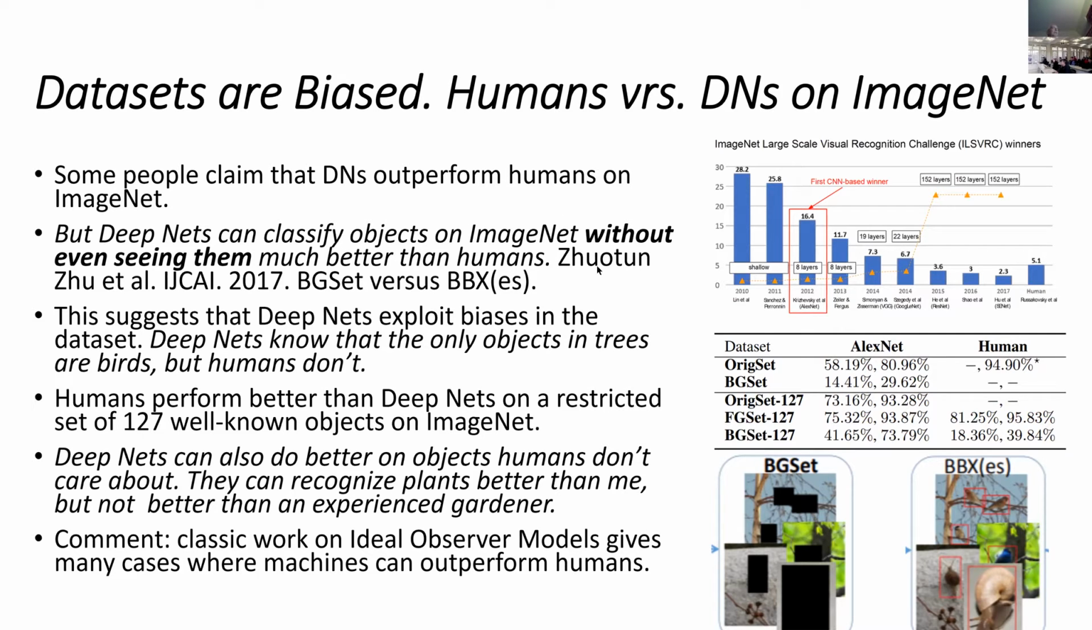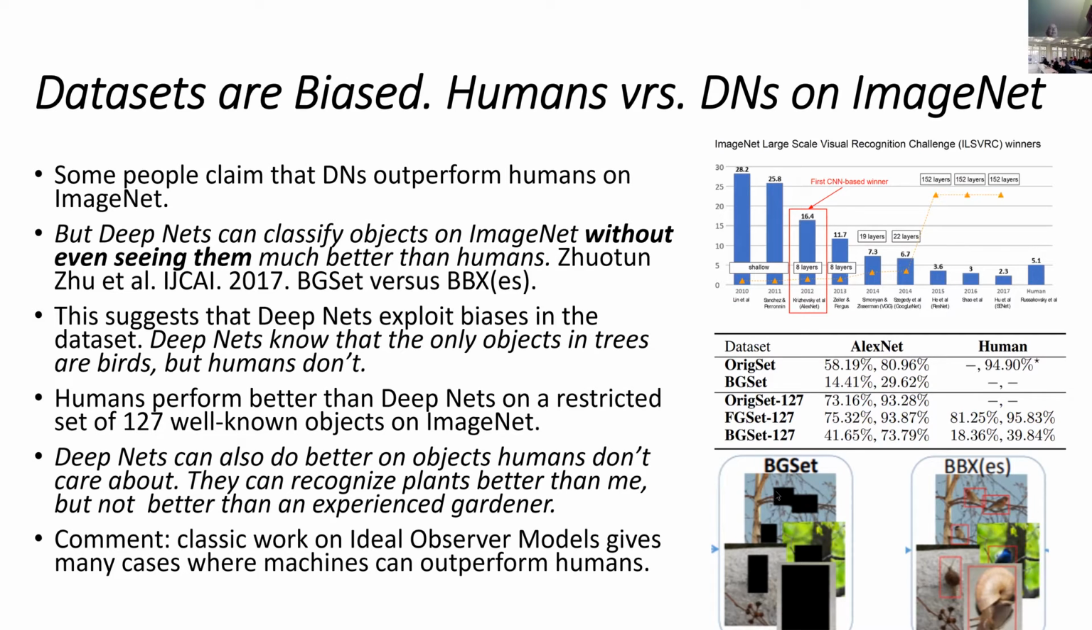One of my students, Zhuotun Zhu, did an experiment to show that deep networks can classify objects on ImageNet without even seeing them and do it much better than humans. So what you do is you take the images here, the images would have objects like birds in them, and you simply put a black patch here.